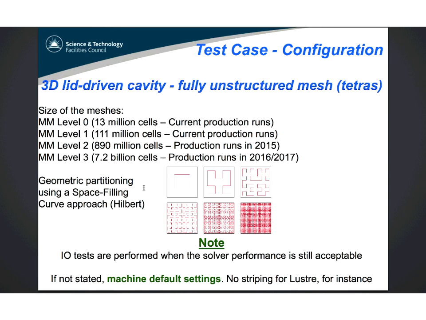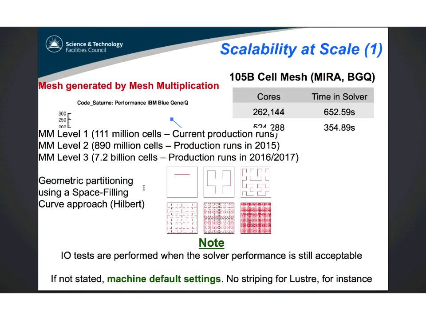But what I wanted to say before as well is that all the IO tests are going to be performed when the solver performance is still acceptable. Basically, we are not pushing the test to look at the IO performance when we know that the solver doesn't give any speed up. And if it's not stated after, we are using the default of the machine. So, for instance, for Lustre, we don't use any striping.